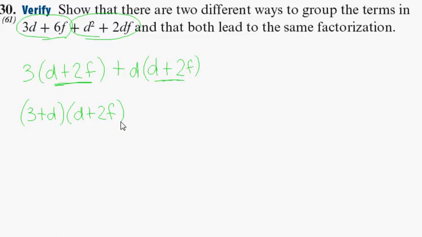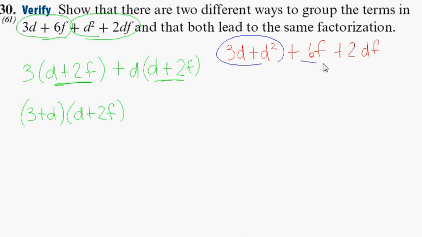Now let me just do a little different grouping here. I'm just going to rearrange the order here of my initial polynomial. I have 3D plus D squared plus 6F plus 2DF. I just mixed up the order. Listen, it'll work no matter which order you put these things in. But I just chose to do this. So I'm going to group these guys. Obviously, I'm grouping these two and then grouping these two.